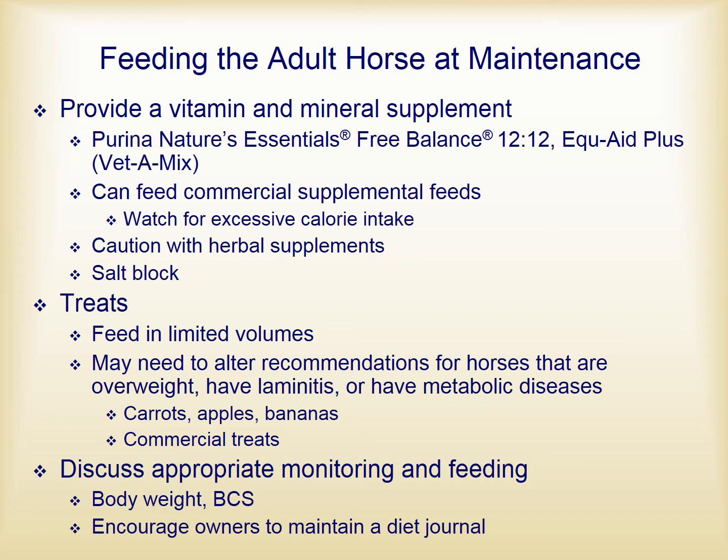It's important to always discuss appropriate monitoring and feeding of horses with owners. That would include teaching owners how to use a weight tape to assess the horse's body weight and teaching them how to body condition score their animals. It's nice to encourage owners to maintain a diet journal that they keep throughout the year. They can record body weight, body condition score information. They can note if they get a new shipment of feed or new shipment of hay. And in some cases, if a horse has colic, having a diet journal will allow you to review the horse's ration to see if you can find any possible causes for the colic that's developed.